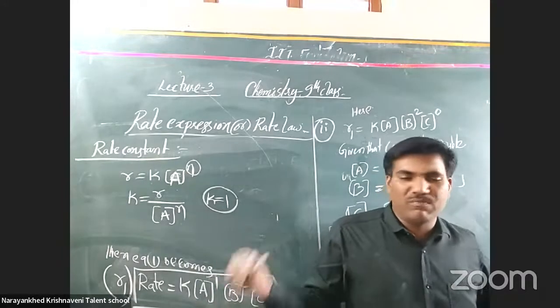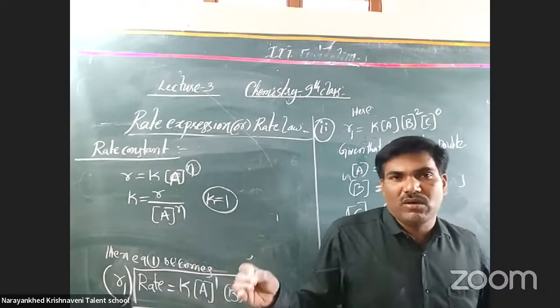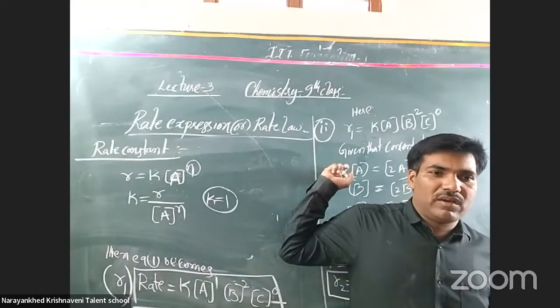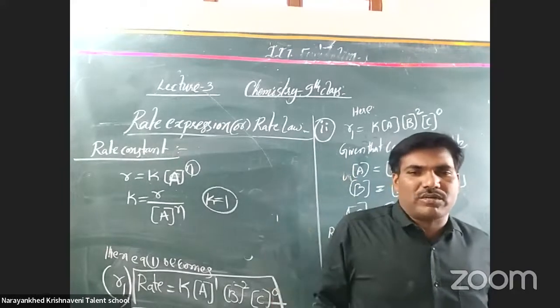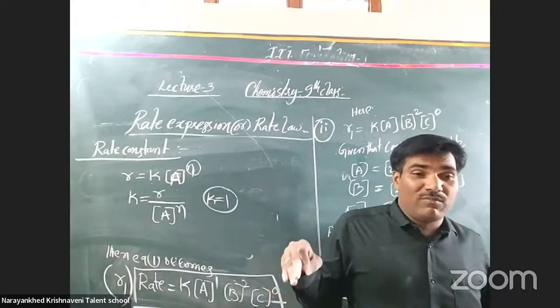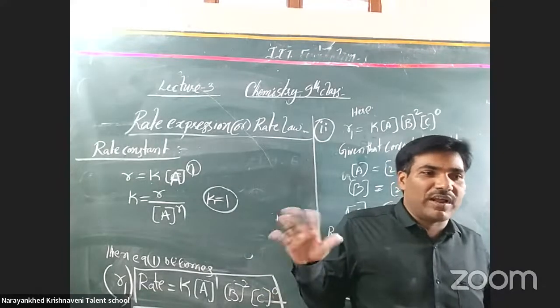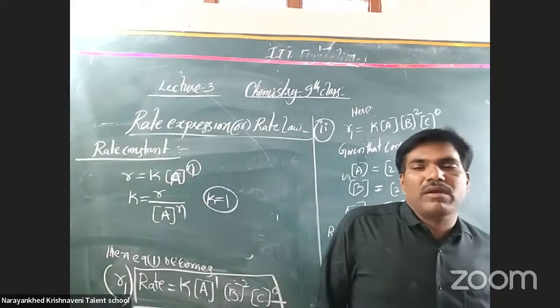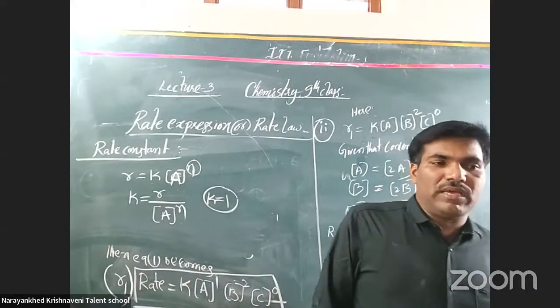Got it? This is a simple concept. And whatever example problems are there, those problems are important. They will not ask directly what the rate law is, but what happens when the concentration is doubled or the order changes. They may ask those things. That is why the last example is important.